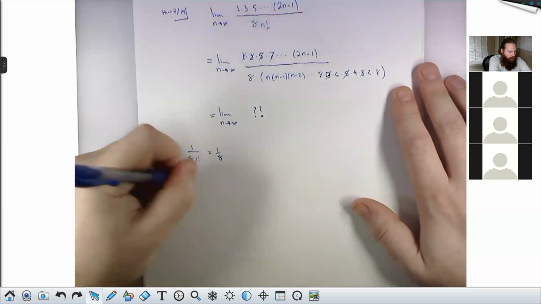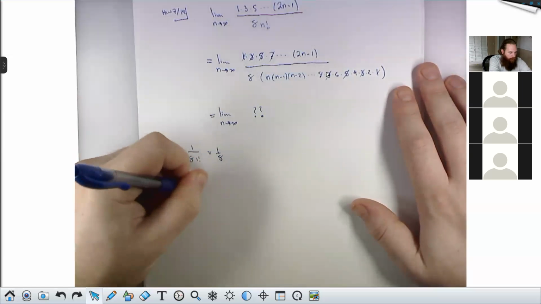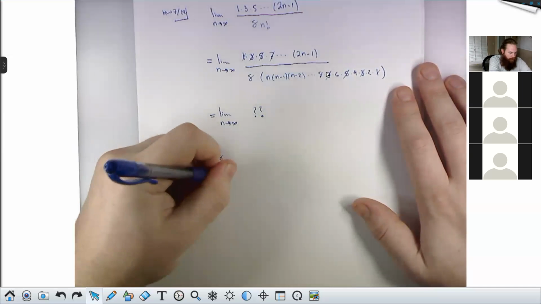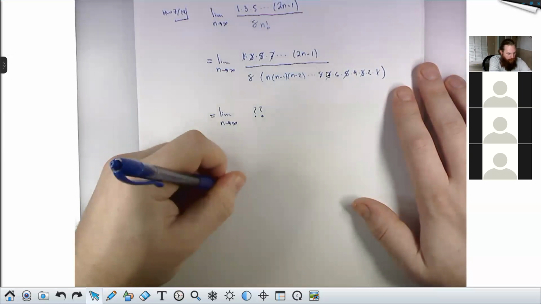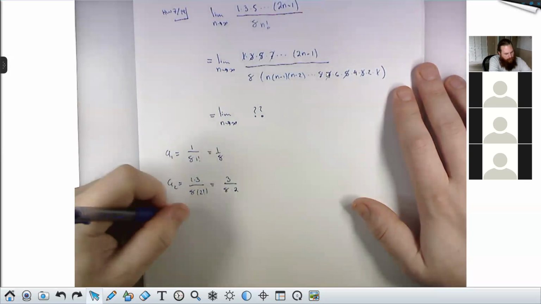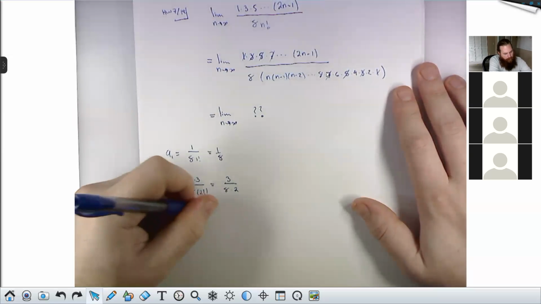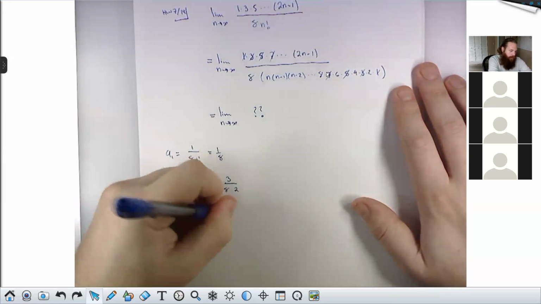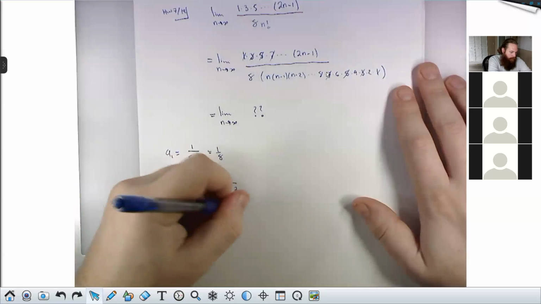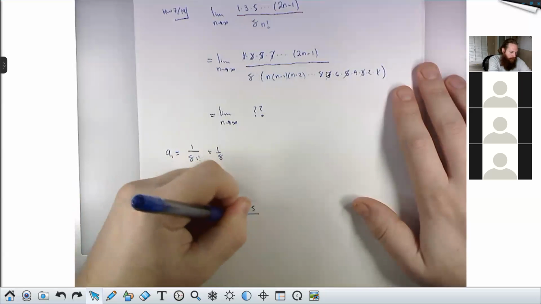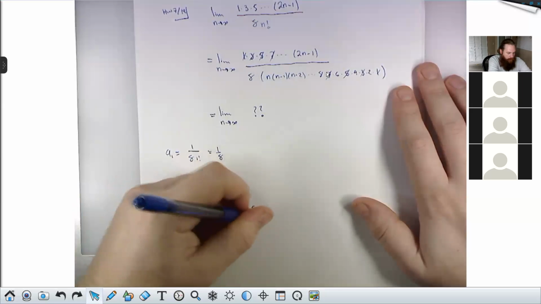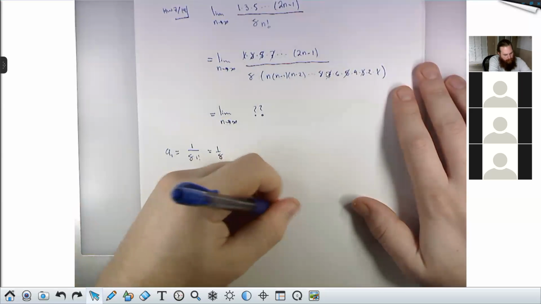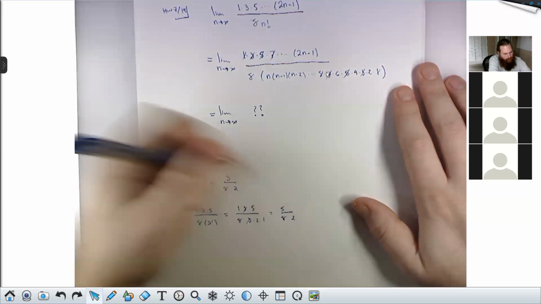a2 is 1 times 3 over 8 times 2 factorial, which is 3 over 8 times 2. a3 is 1 times 3 times 5 over 8 times 3 factorial, which is 1 times 3 times 5 over 8 times 3 times 2 times 1. Cancel the 3s, and you get 5 over 8 times 2.